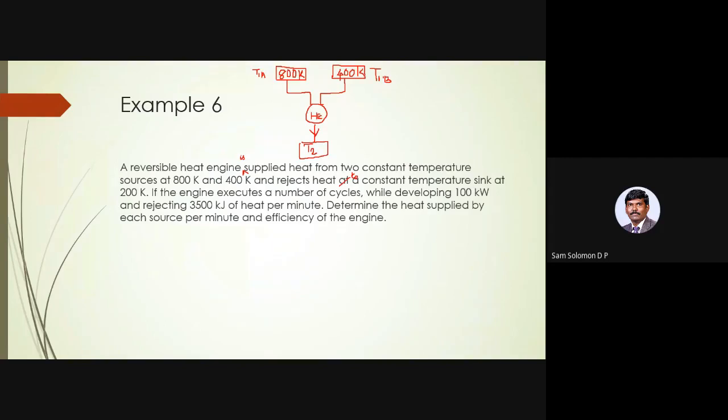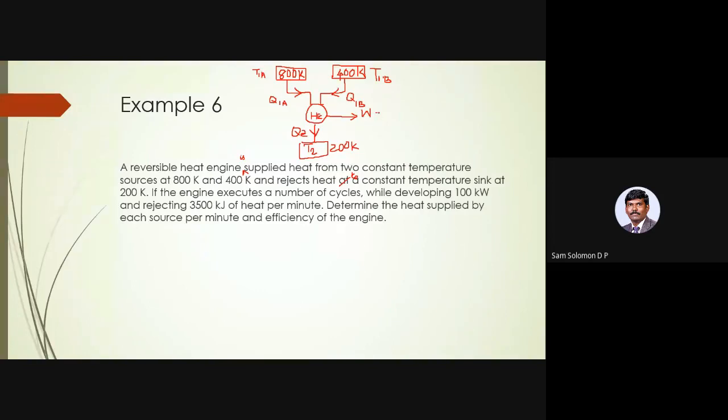And this one is 200 Kelvin. We are not completed with the diagram yet. So this is supplying Q1A amount of heat, and this is supplying Q1B amount of heat. It is delivering W amount of work and rejecting Q2 amount of heat.